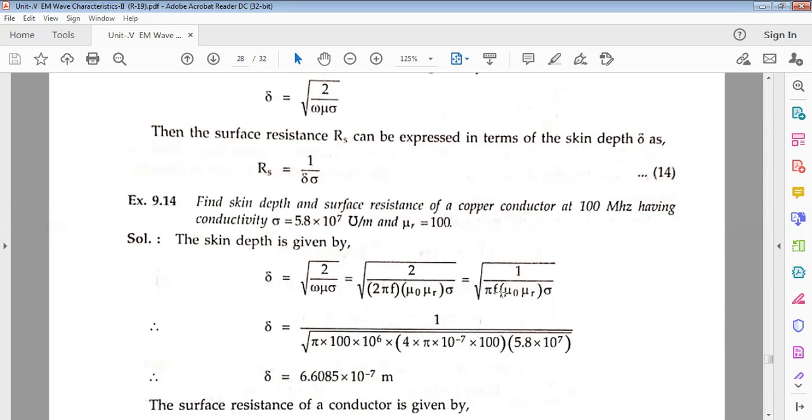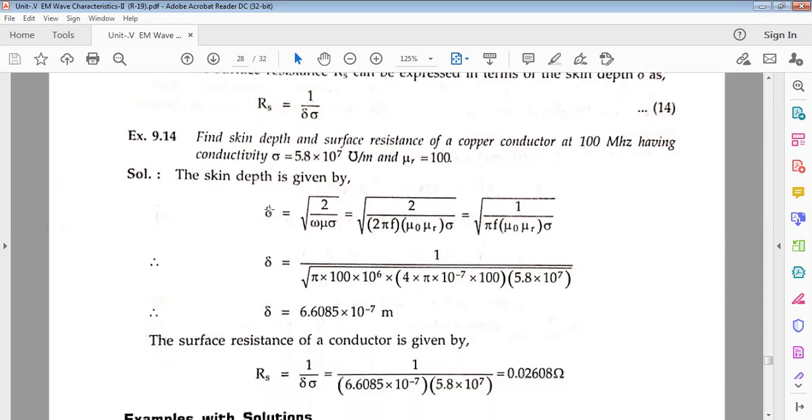Substitute all the terms given here: the frequency, the mu r, and the conductivity. Then you get delta, the skin depth, and then you can find the surface resistance. The surface resistance related to the skin depth is Rs is equal to 1 by delta into sigma. Delta comes out as 6.6085 into 10 to the power of minus 7, and sigma is given as 5.8 into 10 to the power of 7. You multiply and take the inverse, and you get 0.02 ohms.